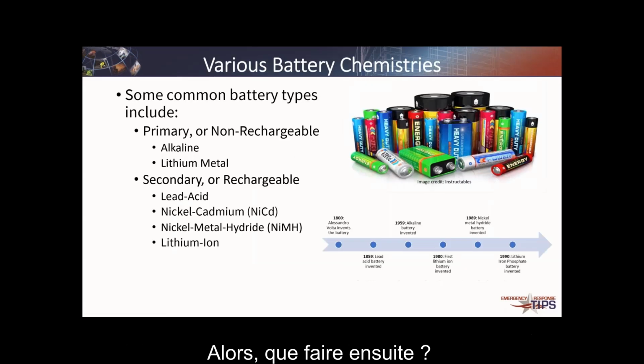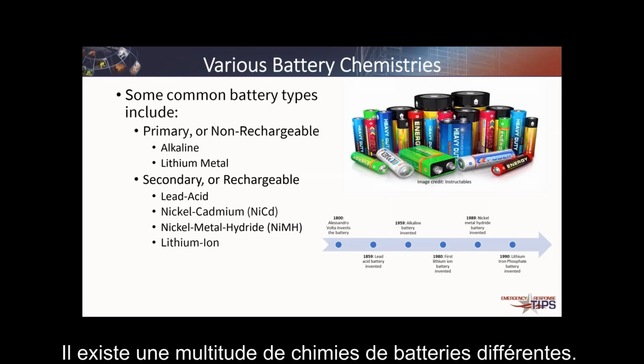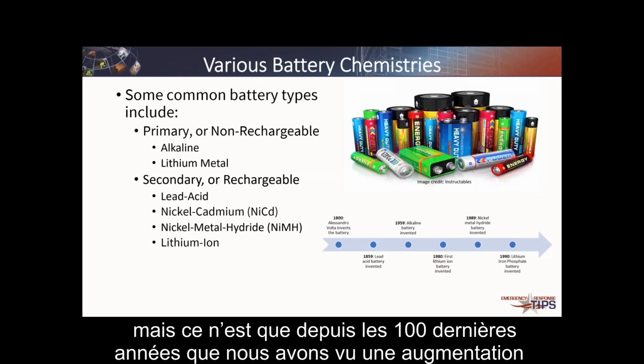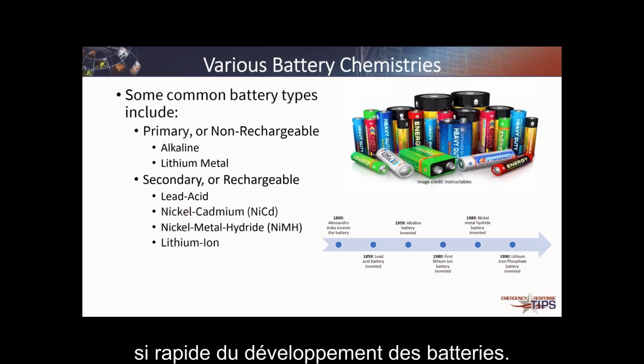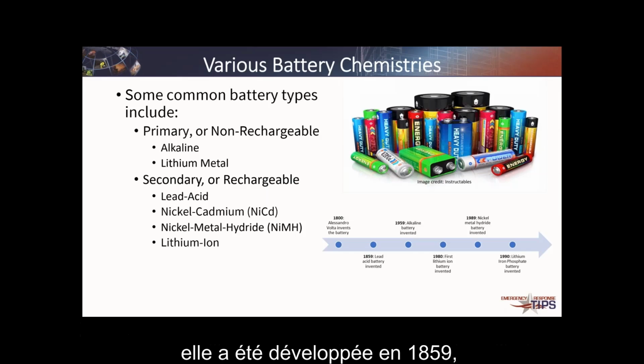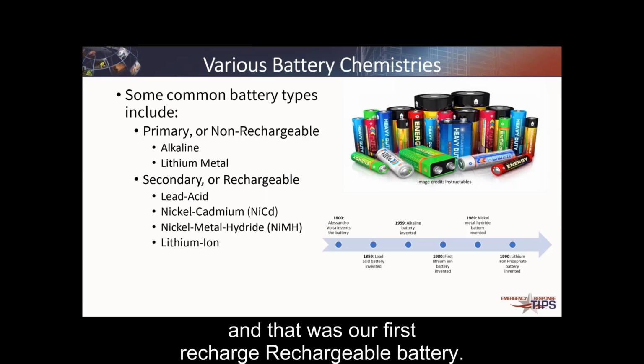So where do we go from here? There are a ton of different battery chemistries. And we've used batteries, I mean, batteries have been around since 1800. It's really only the last 100 years that we've seen such a vast increase in the speed at which batteries have been developed. But when we think about the lead acid battery that we use so much still today, that was developed in 1859. And that was our first rechargeable battery.